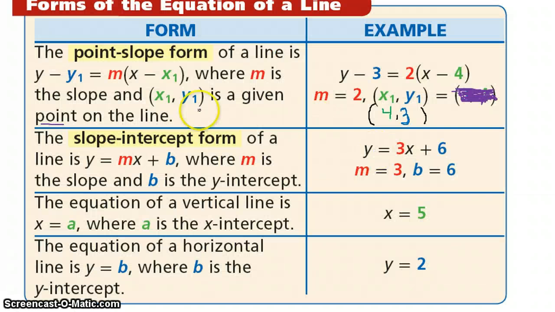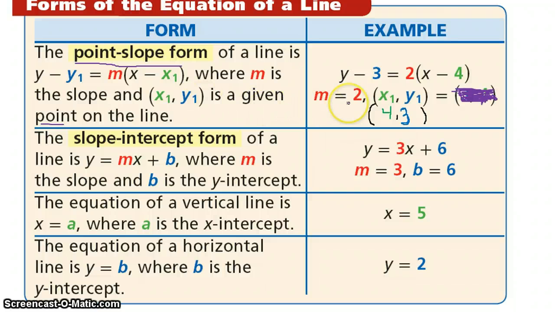The two forms of equations, we'll start with the point-slope form. Its format is y minus y sub 1 equals m times the quantity x minus x sub 1. Your m is the value of your slope. The y sub 1 is the y-coordinate of a point on the line, and x sub 1 is an x-coordinate of a point on your line.